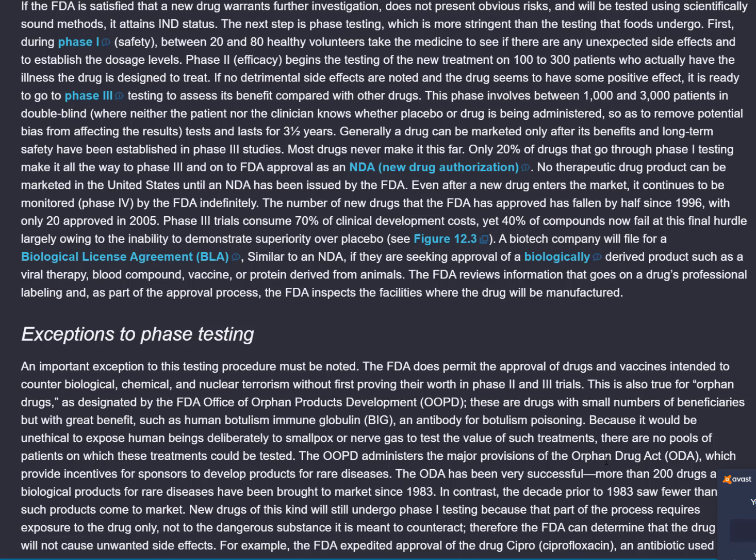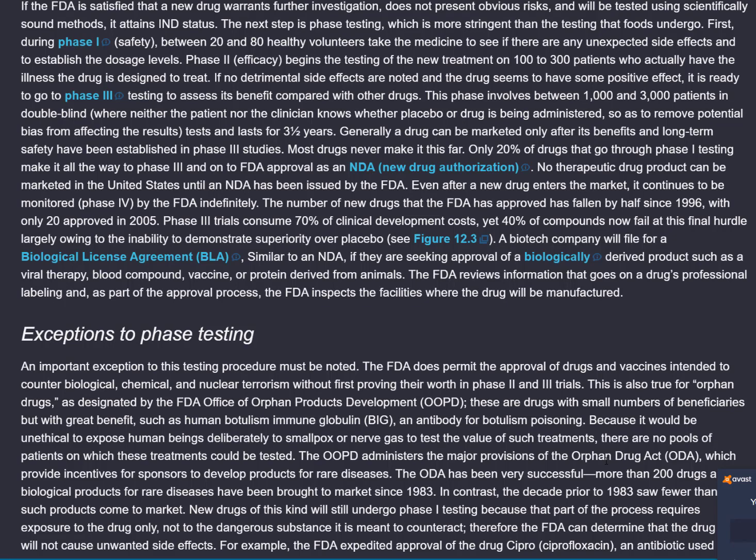Generally, a drug can be marketed only after its benefits and long-term safety have been established in phase III studies. Most drugs never make it this far. Only 20% of drugs that go through phase I testing make it all the way to phase III and on to FDA approval as an NDA, New Drug Authorization. No therapeutic drug product can be marketed in the United States until an NDA has been issued by the FDA. Even after a new drug enters the market, it continues to be monitored, phase IV, by the FDA indefinitely.